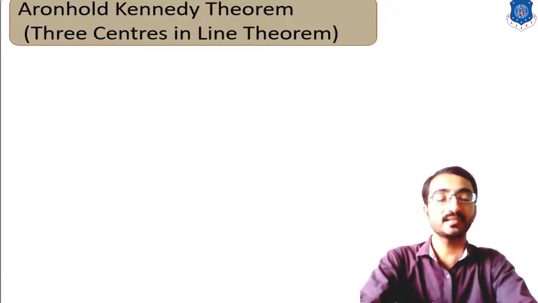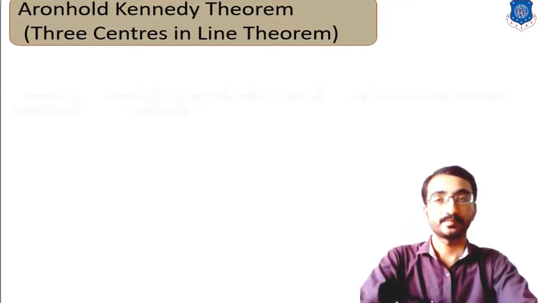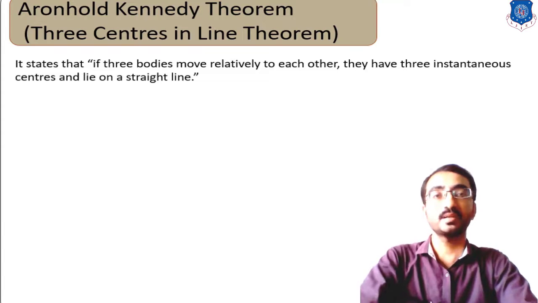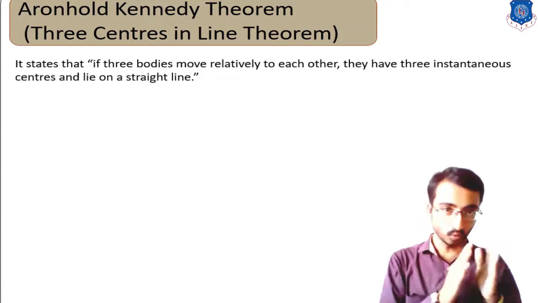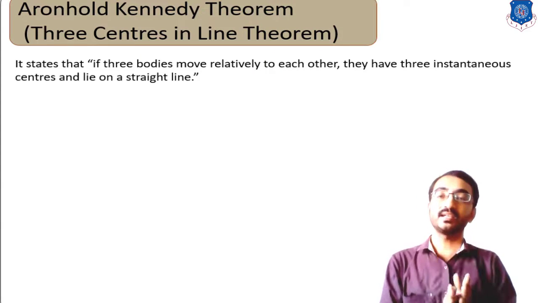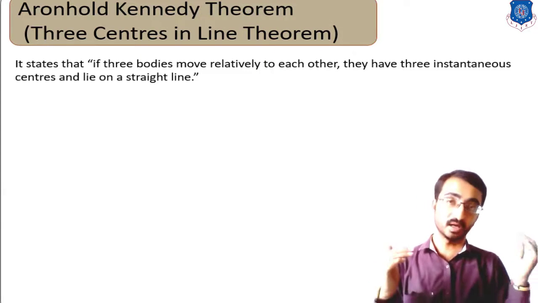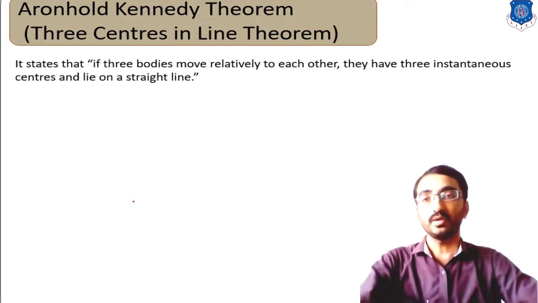Now let's start this session with Aronhold-Kennedy's theorem. This theorem states that if three bodies are moving relative to each other and they have three instantaneous centers, then these three instantaneous centers must lie in a straight line. How can we consider this?